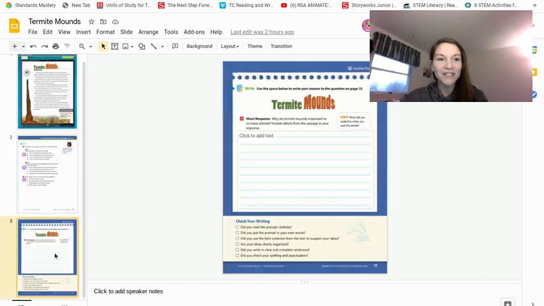For English, I've posted it just with this assignment. Your job is to respond to this prompt. Why are termite mounds important to so many animals? You're going to use details from the passage. This needs to be a full paragraph, so 3 to 5 complete sentences. You need to have transition words, capitalization, and periods. I'm looking for a well-written paragraph.